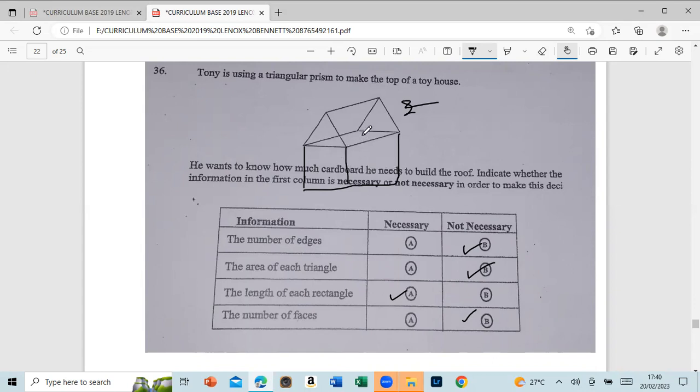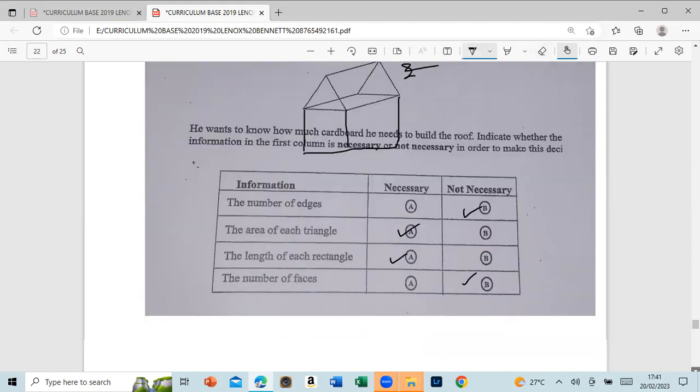If I make this now, you don't need to know the number of edges. I agree with that. The area of each triangle, I think the area gives you the measurement, and when they say area, they mean the amount of space something takes up. So it could be necessary. I'm not so sure about that one. But leave an opinion on that one here, guys. Mr. Ben doesn't fully understand this one. Leave it in the comment section, alright?